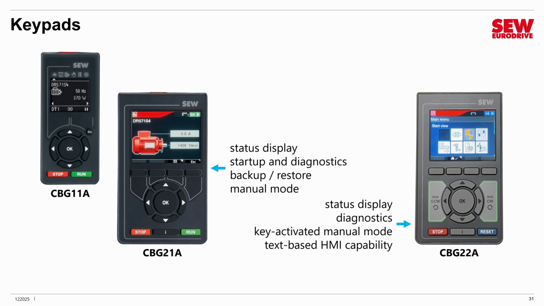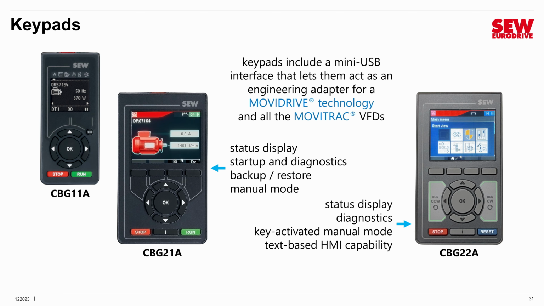The CBG22A on the right side looks like the CBG21A, but it serves a different purpose. It's actually more of a small human-machine interface, HMI. It can also be used on some VFDs for key-activated manual mode control, and you can do basic status and diagnostics with it as well. As a bonus, the keypads all include a mini USB interface that allows them to act as an engineering adapter for MOVIDRIVE technology and all the MOVITRAC VFDs. You just connect a USB mini cable to it, connect the other end to a computer, and you can fire up our engineering software and access the VFD in that way. Again, handy tool.